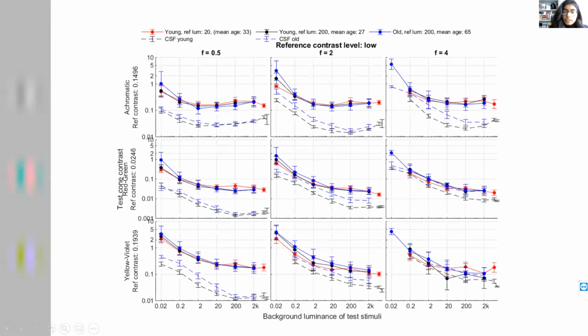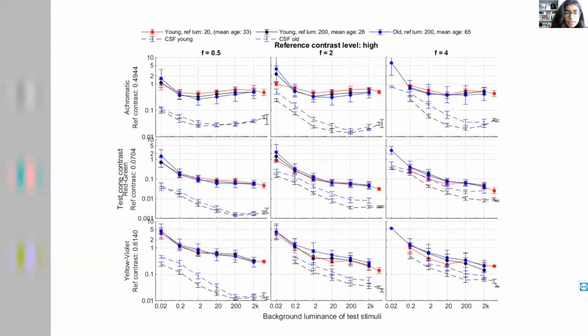As stated earlier, there were 3 spatial frequencies and 3 color directions. The solid lines in each plot show the contours of equal perceived contrast. The blue lines are for the older observers, while the red and black lines are for younger observers with 2 different reference luminance levels, 200 and 20 candela per meter squared. And this whole plot is for a low reference contrast, and I'll show you another plot for high contrast level, which is just an elevated contour. The dashed lines are the contrast threshold curves.